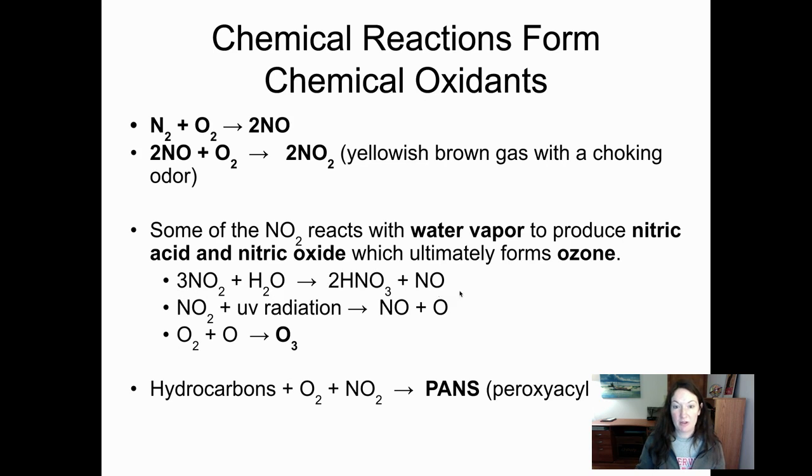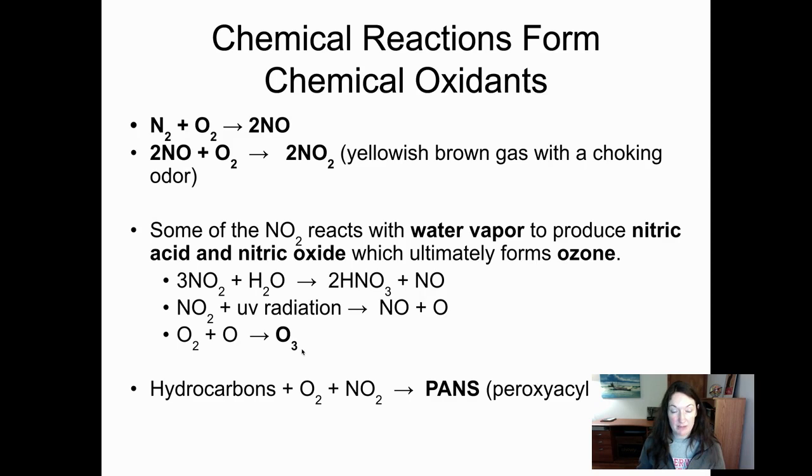So this chemical formula is just the first step. Then some of that nitrogen dioxide also mixes with UV radiation to create nitric oxide and just an extra oxygen gas, a free-floating oxygen. That free-floating oxygen will then combine with oxygen gas very quickly because it's not stable on its own, and that is what forms ozone.